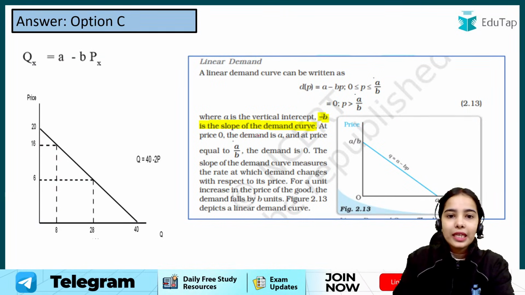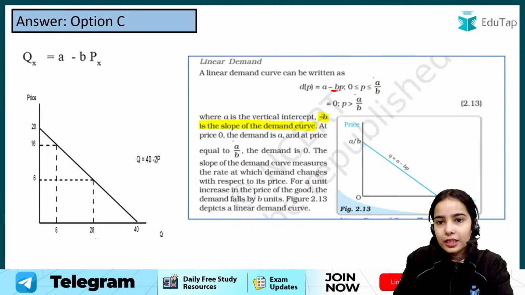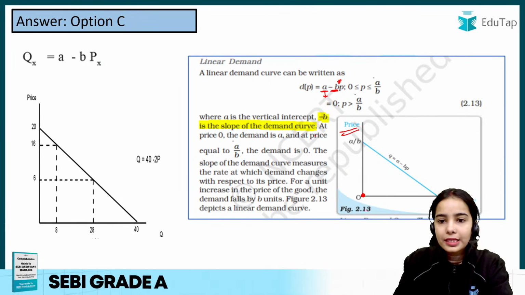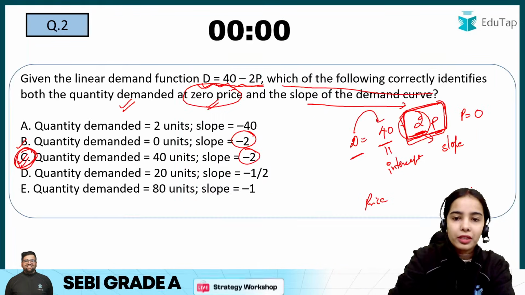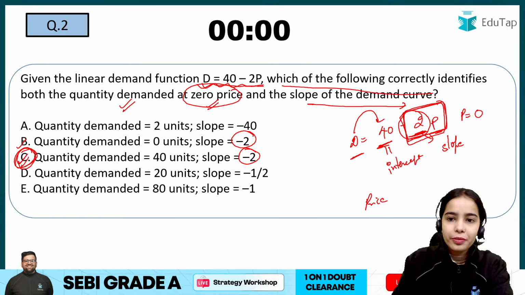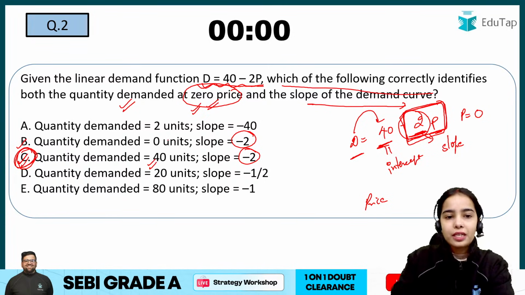Here you can see that the slope is with price. So minus B is the slope, and A is the intercept. It shows that if the price is 0, then A, the intercept, is the quantity demanded. So the intercept is the quantity demanded at price 0. If the price is 0, quantity demanded is equal to the intercept, that is 40.